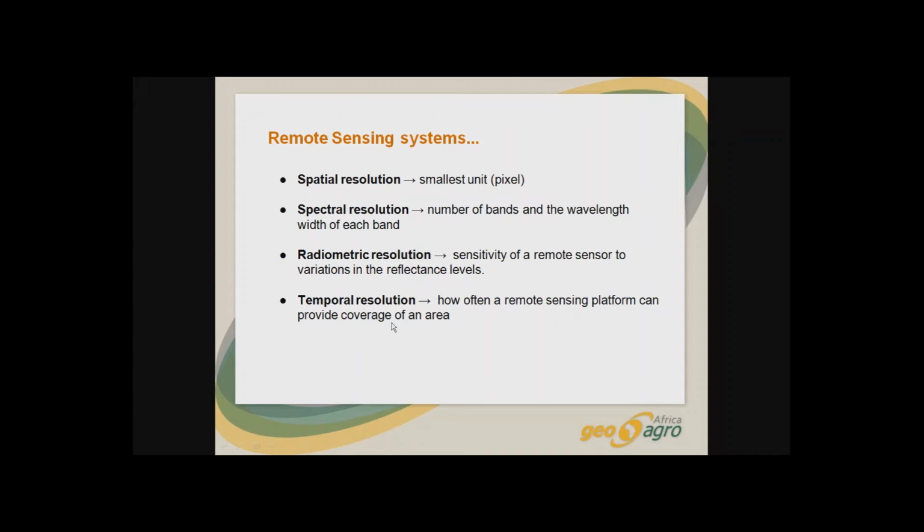Radiometric resolution, which is the sensitivity of remote sensing to variations in the reflectance levels, how sensitive your sensor is. And the temporal resolution, how often are you going to revisit the same area? So we're going to see some typical examples.